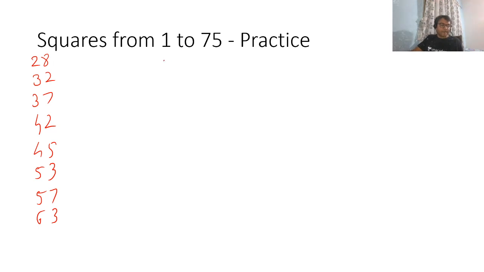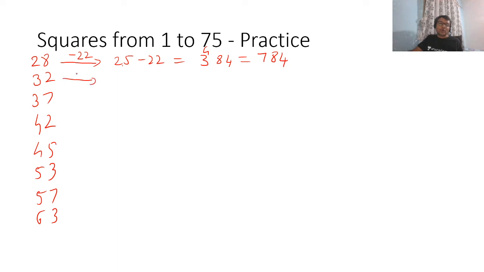Okay, let's start with 28 square. 28 is 22 less than 50, so we do 25 minus 22, 3, and 22 square, which is 484, so it becomes 784.